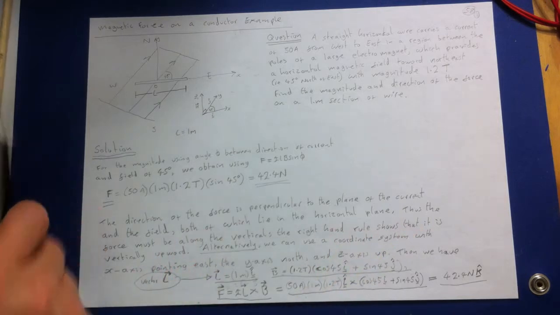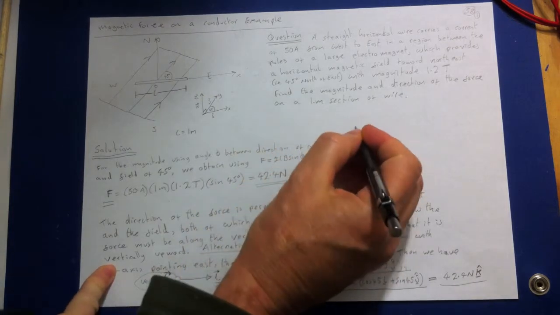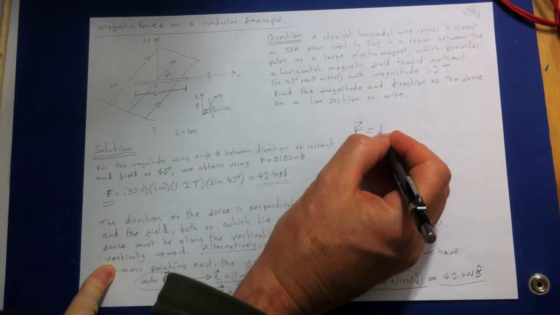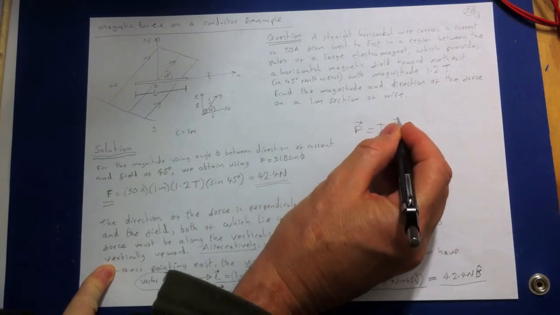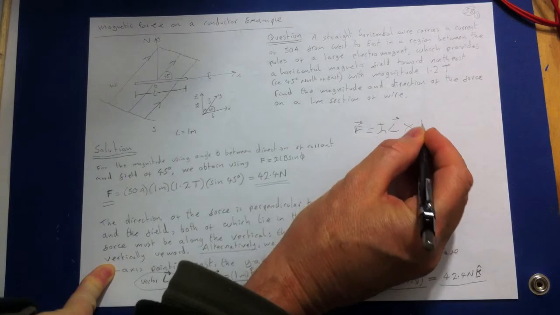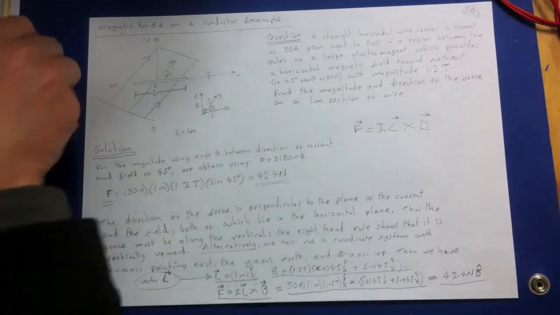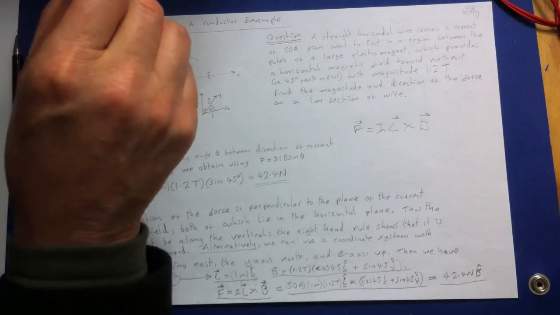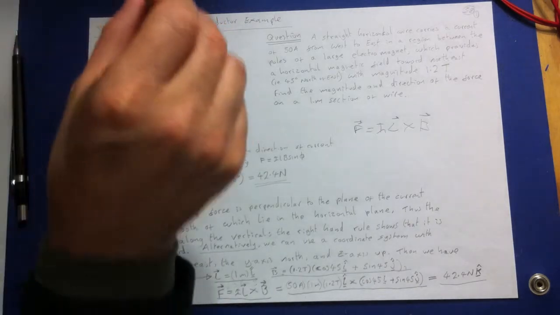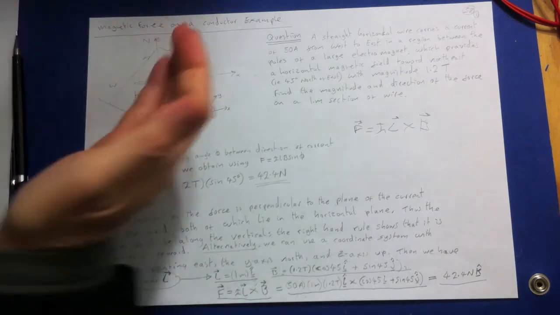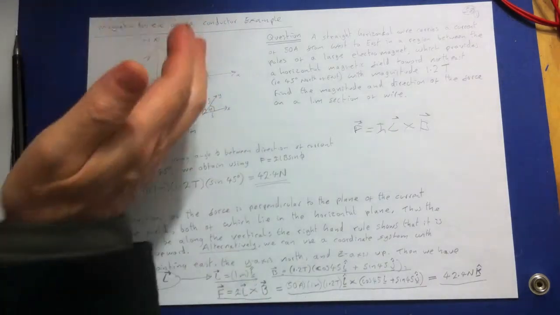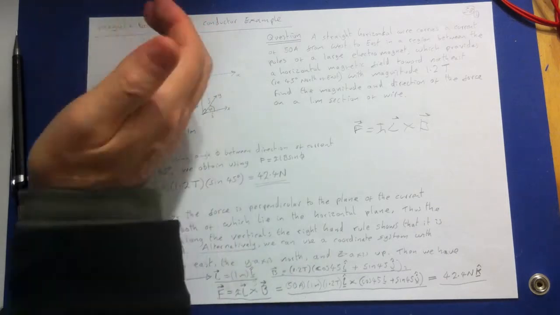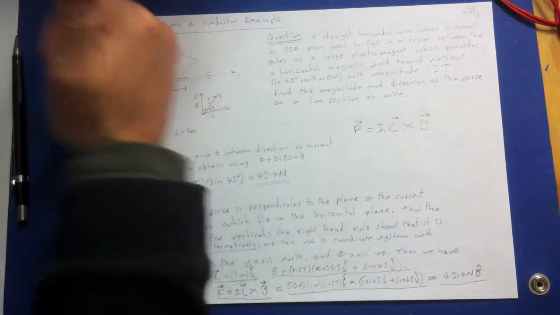Basically what we're going to be using is F equals IL cross B. So if we think of it as a right-handed screw, if we turn the right-handed screw from here that way, then the direction of the force is in my thumb. So it's going up.